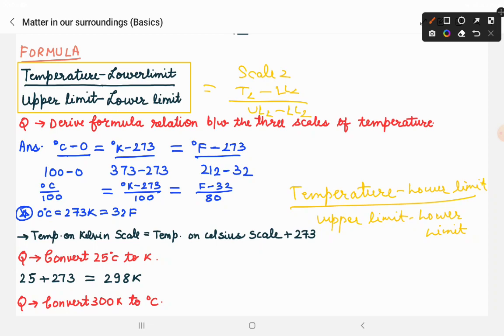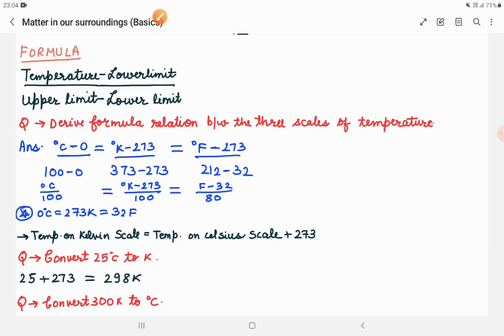Now what do we do is that either this temperature is unknown to us or this temperature is unknown to us. If this temperature is unknown, what we are going to do is we are going to put this quantity and these two quantities, we are going to shift them over there, means we'll bring them over there in this formula. So how we are going to do? Let us take one very easy example to understand this.